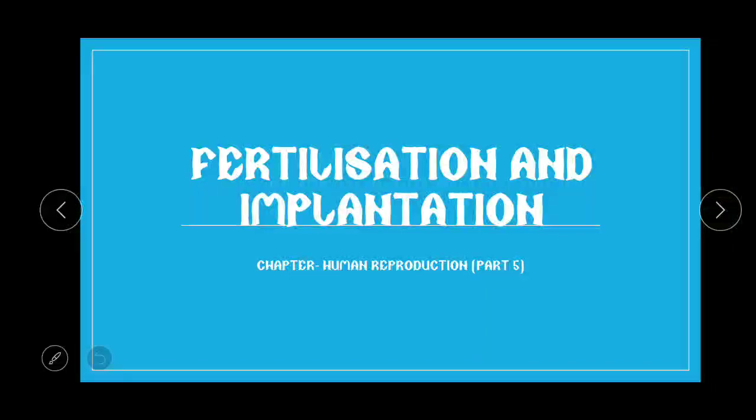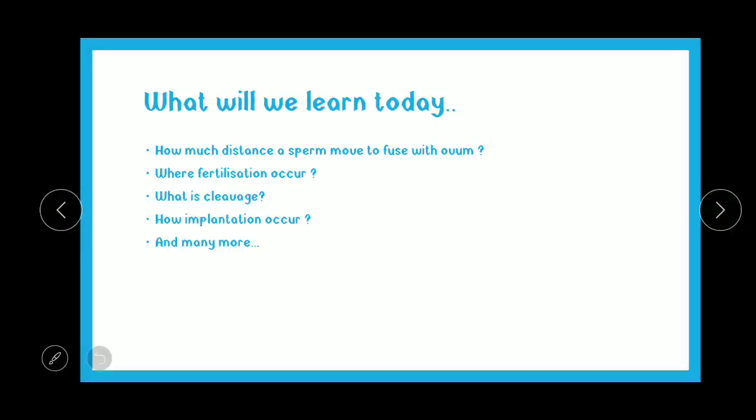In this video, we will discuss fertilization and implantation, and this is the fifth part from the chapter Human Reproduction. So first of all, what we will learn today: we will see how much distance a sperm moves before it is fused with the ovum, that is the distance traveled by the sperm before fertilization.